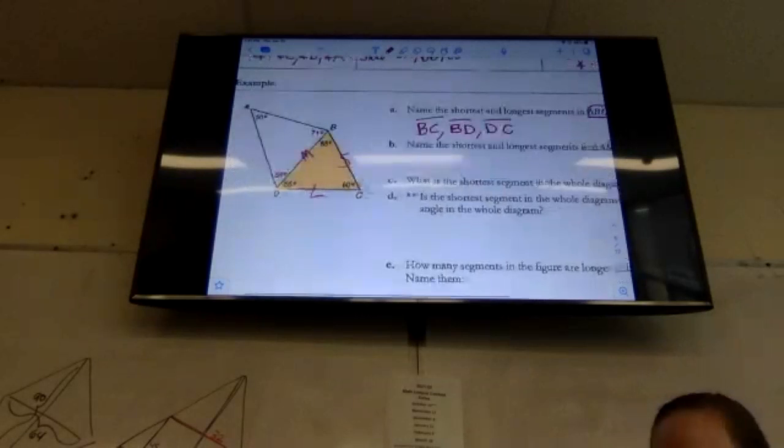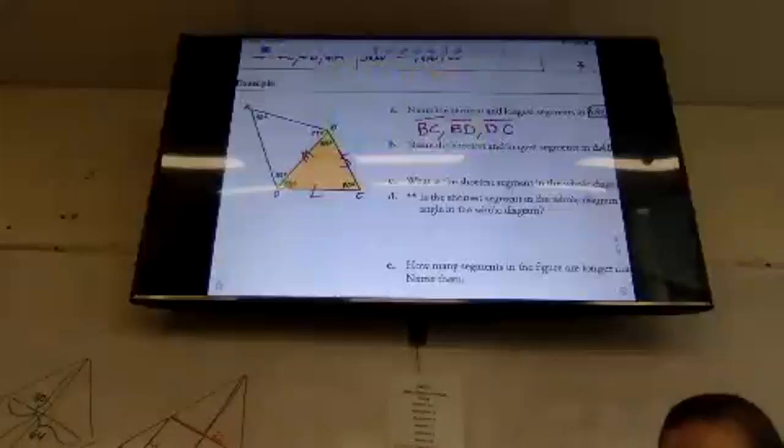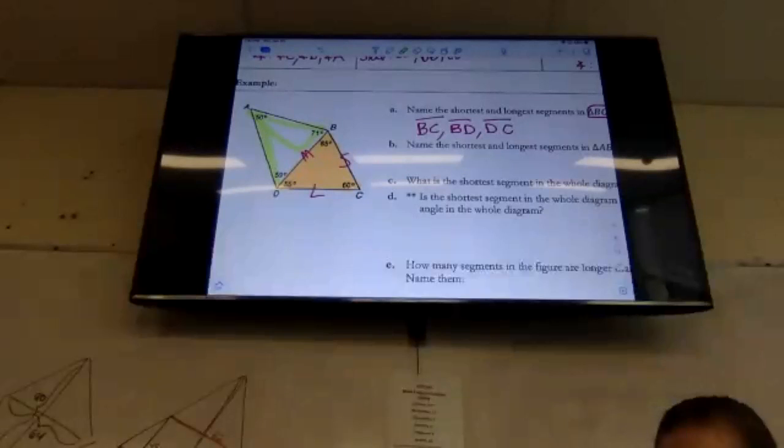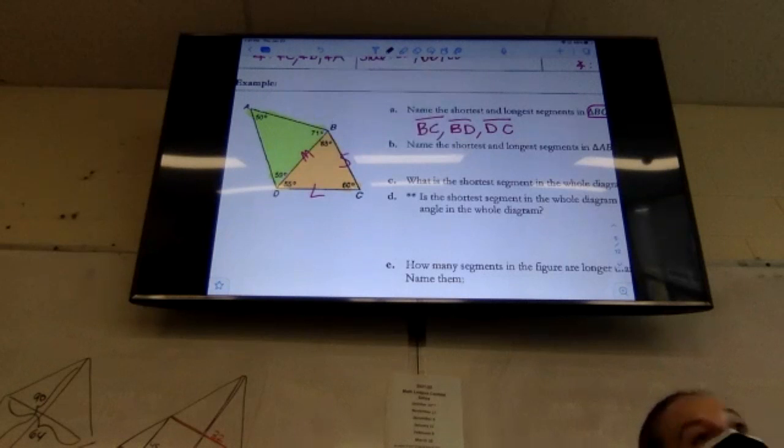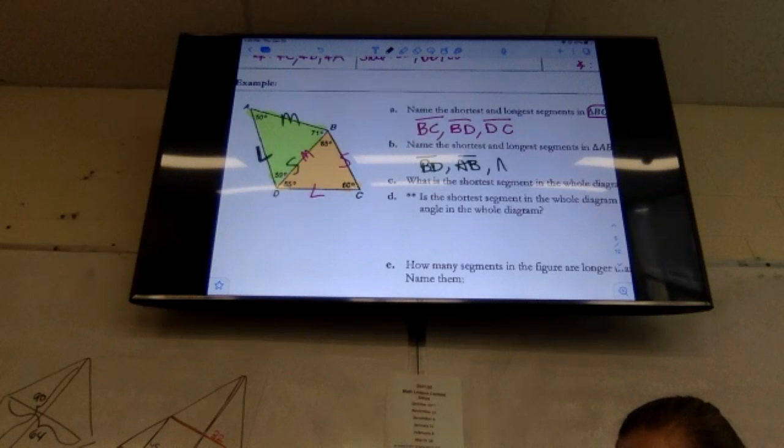Now I'm gonna make the other triangle green, and I want to focus on the green triangle. My question is going to be the exact same. I want to know what's the smallest side, what's the biggest side, what's the medium side. What's the shortest? BD, the smallest, very good. What's the medium side? Good, and what's my largest side? AD. Let me write that down. BD, AB, AD.